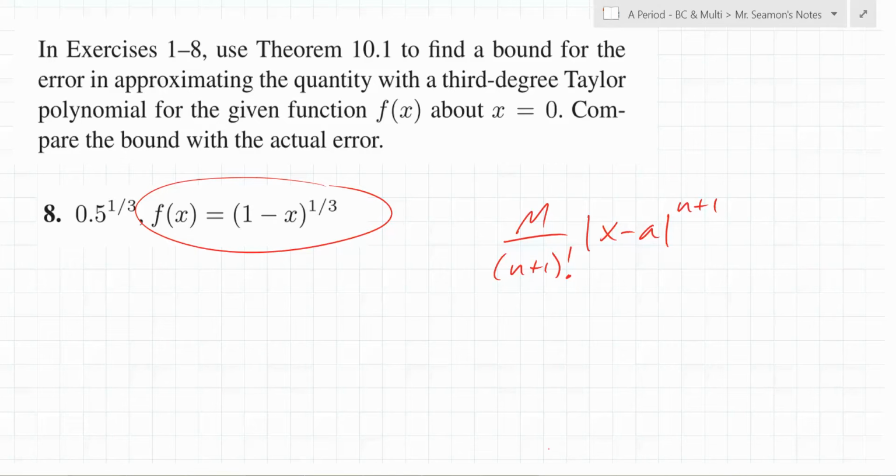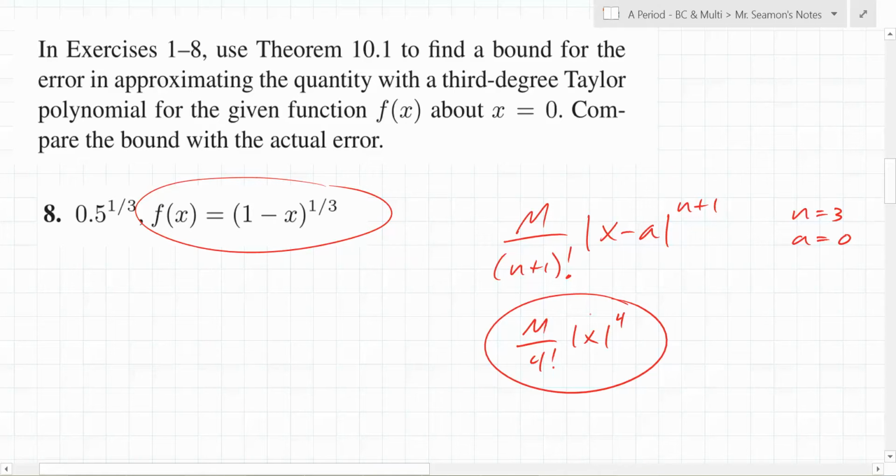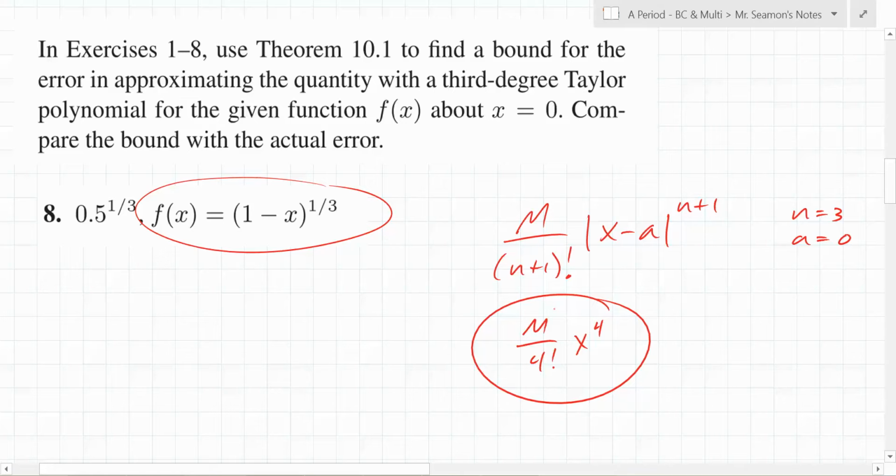Now, do we know what some of these values are already? Yes, we do. We know that n is going to be, in this case, 3, and a is going to be 0. So we already have M over 4 factorial x to the 4th. We can get rid of the absolute value because that's possible. Exactly. So sure, we could get rid of that if we wanted to, and just make it x to the 4th. Okay, cool. So what do we need to find now? What's the mystery thing we need to find?